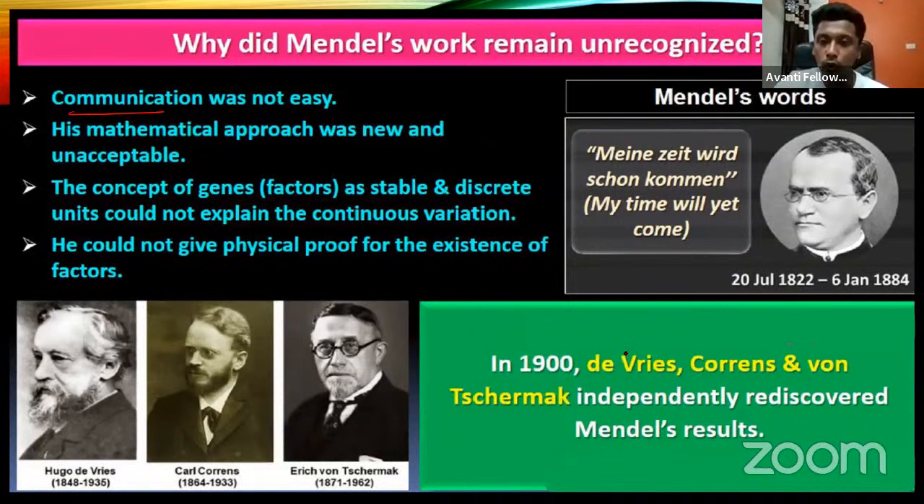But all credit goes to Hugo de Vries, Correns, and von Tschermak. These are the three scientists. In the 1900s, they independently worked on the Mendelian laws of genetics, like the monohybrid cross and the dihybrid cross, experimenting on different organisms using the same Mendelian patterns. For example, take De Vries. De Vries worked on the four o'clock plant, or evening primrose.